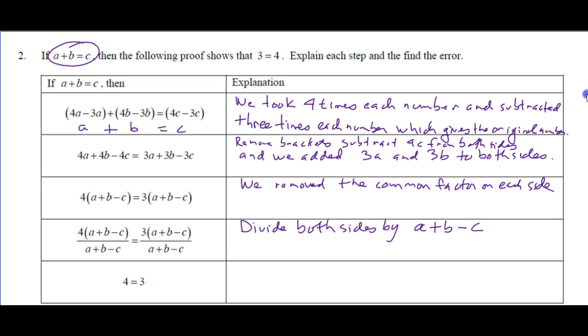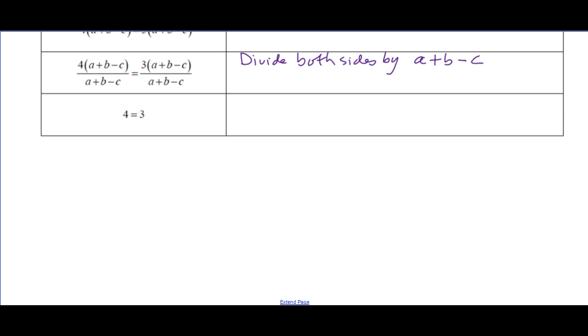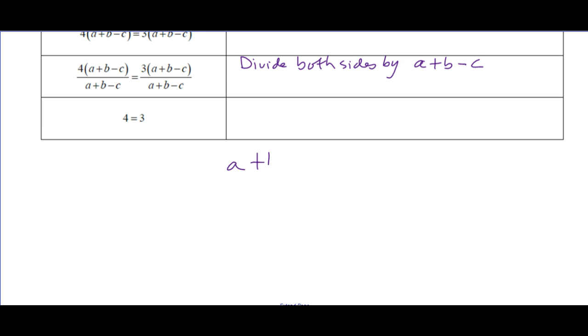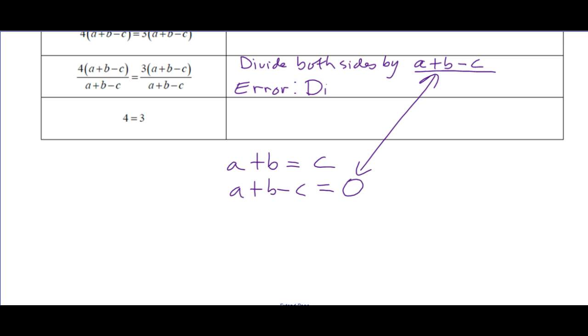Okay, here's the statement, right? A plus B equals C. Can I turn that into this? What would I have to do to get A plus B minus C on the left side? Subtract C. I get A plus B minus C equals 0. What are we dividing by? We're dividing by 0. You can't do that. So the error is dividing by 0.